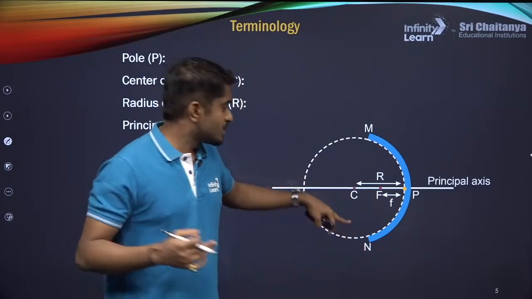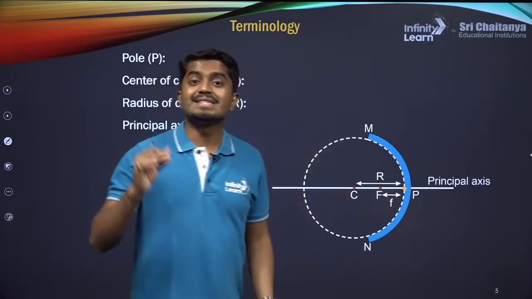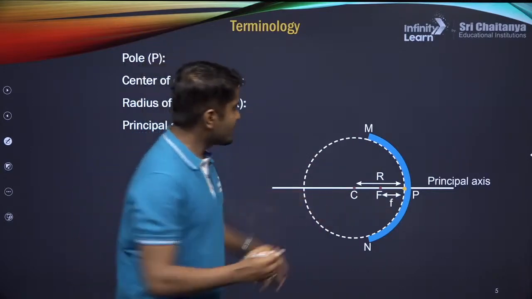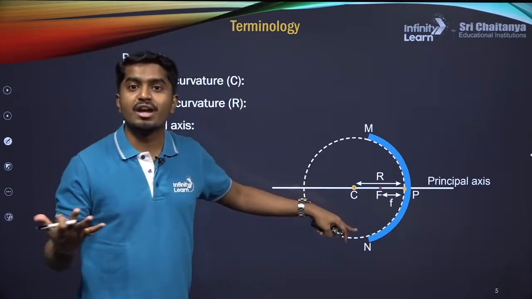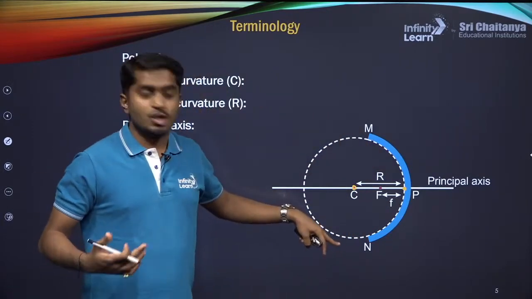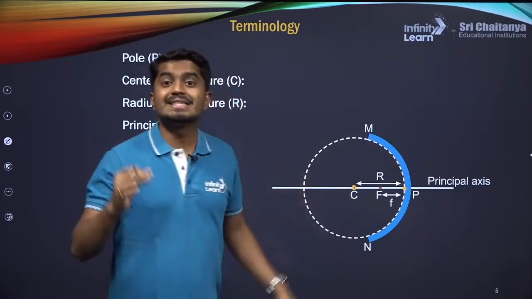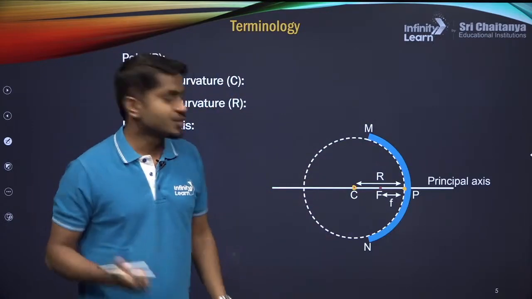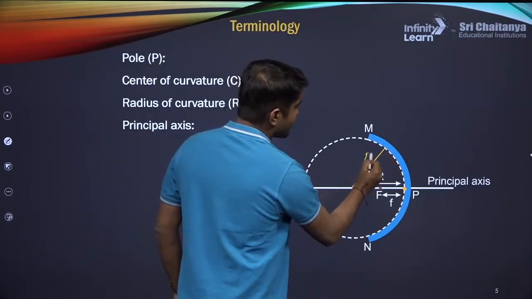In that aperture, or reflecting part, the pole is the center of it. Then what is this C? C is the center of curvature. This is the curvature. If it is a hollow sphere, this C is the center of that hollow sphere. If you join this C with the mirror, then what is this?